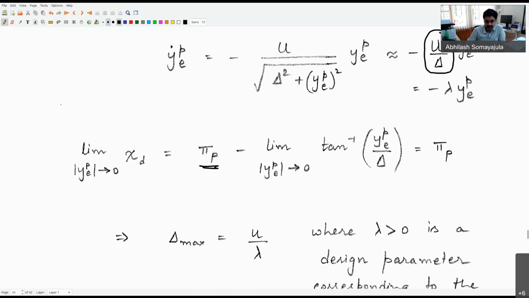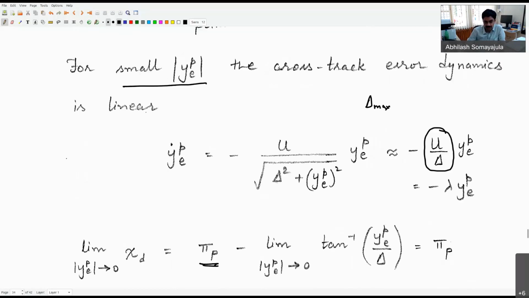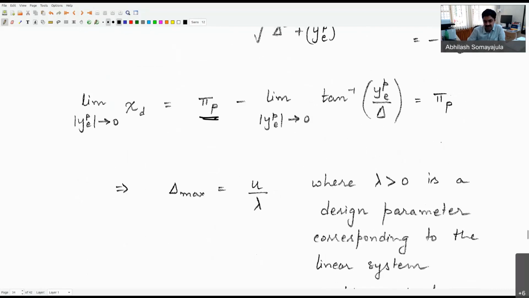Notice that since we were dealing with smaller YPE and making an approximation, this choice of lambda, which is our design parameter, determines basically what my U max is. So for a given speed of the craft, once I choose lambda, I can establish the maximum look ahead distance that I want.